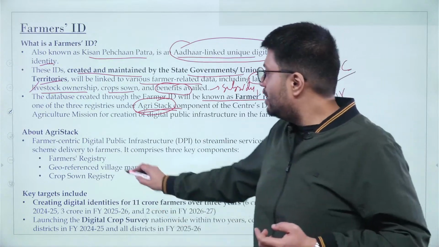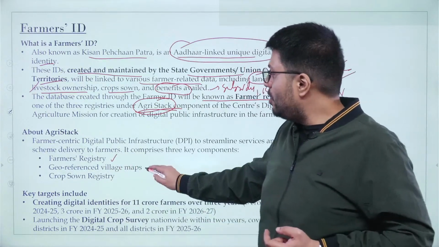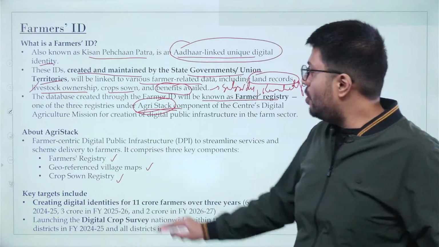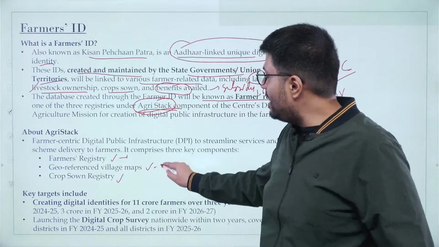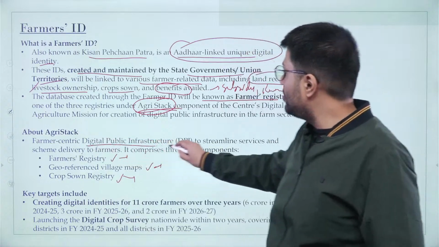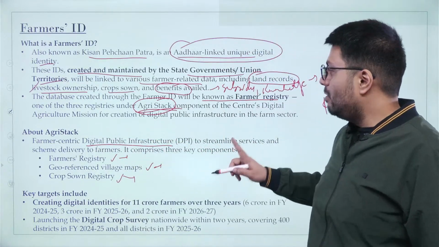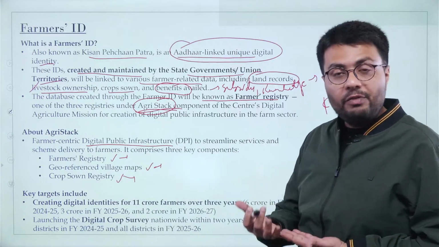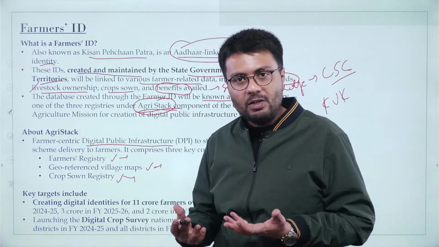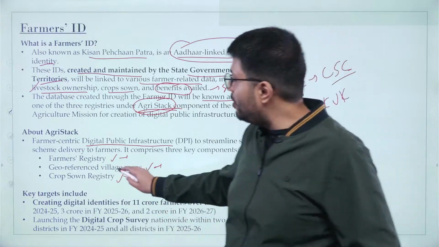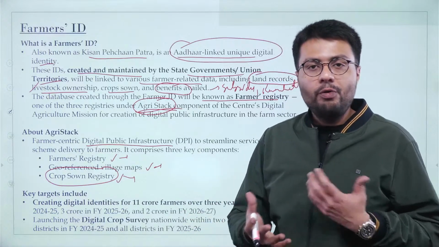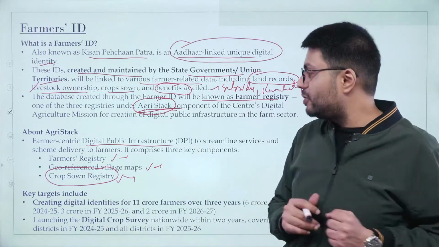Similarly, government is also creating a digital public infrastructure called AgriStack for agricultural sector, which has three components. That is, it will have a farmers registry, geo-referenced village maps, as well as a crop zone registry. So, farmers are taken care of here, land is taken care of here, and crops are taken care of through the use of digital public infrastructure called AgriStack. Now, this enables effective scheme delivery to farmers. It enables the government to know more about farmers, what are their socio-economic status, and it also helps government assess what kind of crops are grown in the country, and does government need to take any step in order to improve the country's food security obligations.